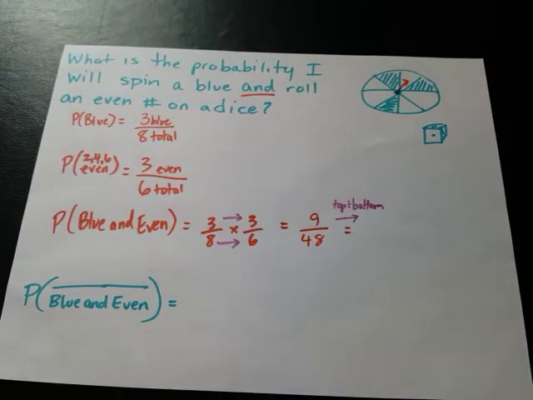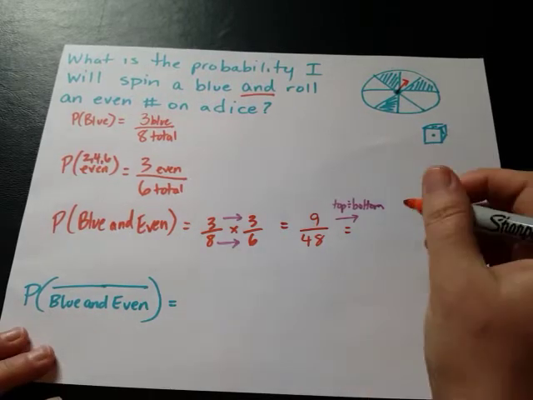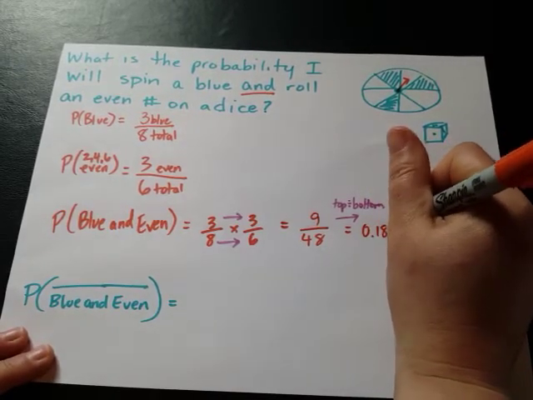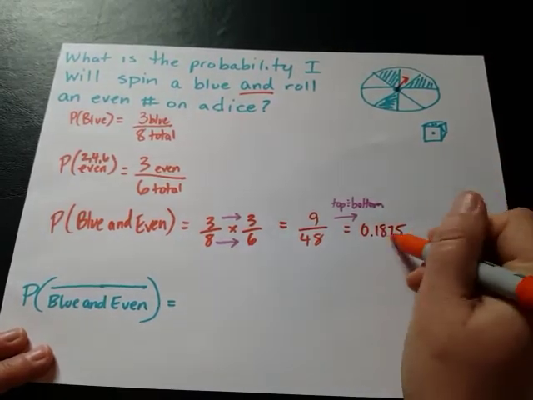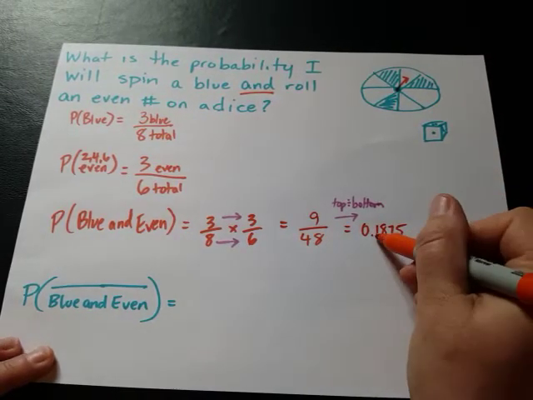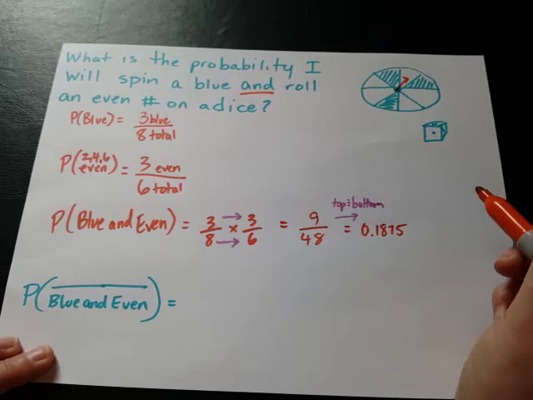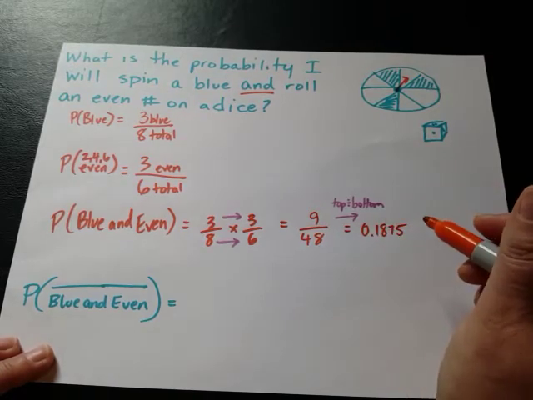Or numerator divided by denominator. And that'll give us 0.1875. It's really good to show all these decimals. Please don't round that to 0.2. Show as much as you can.